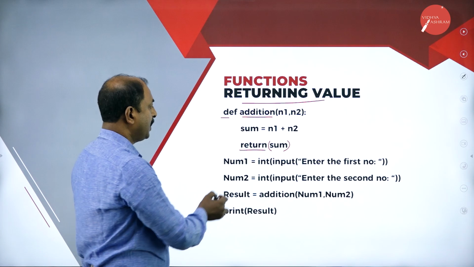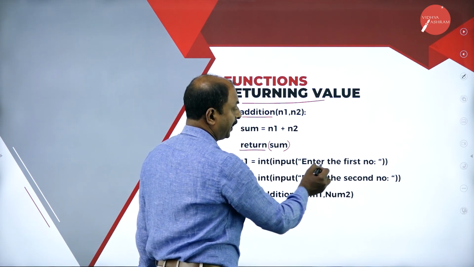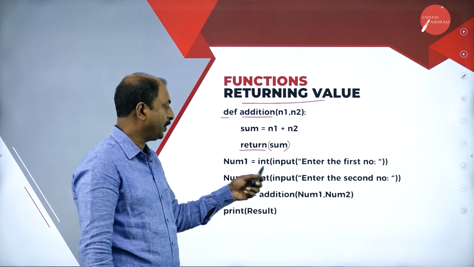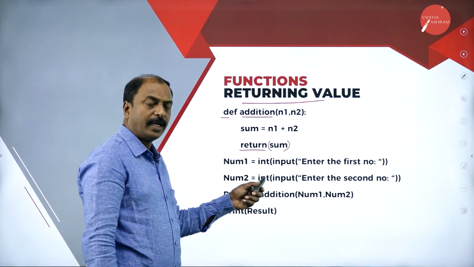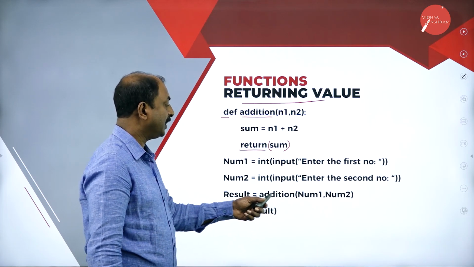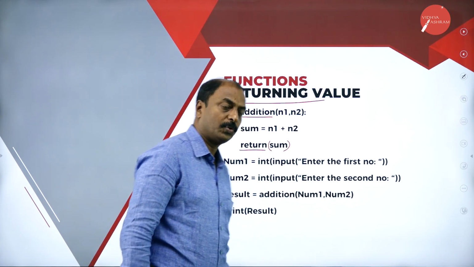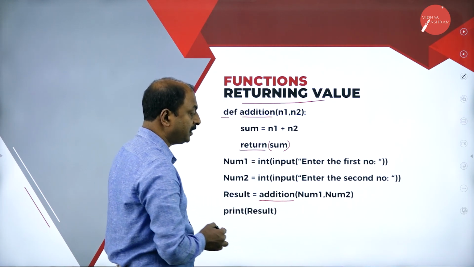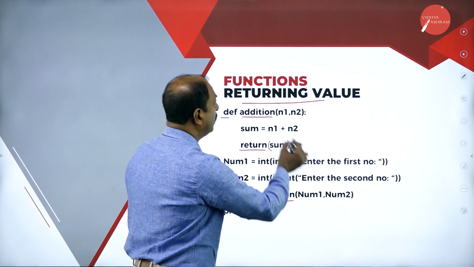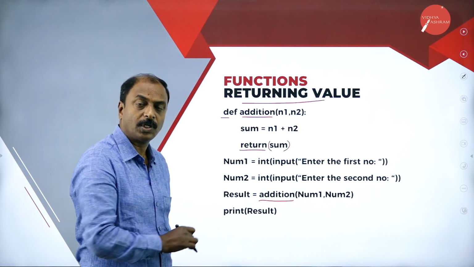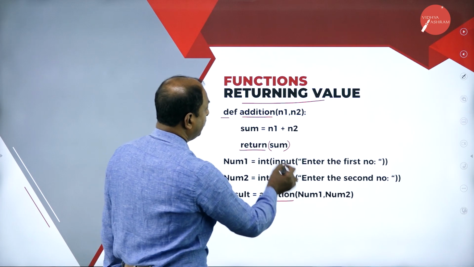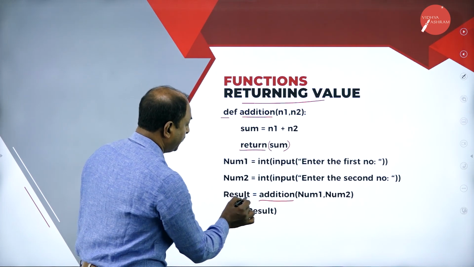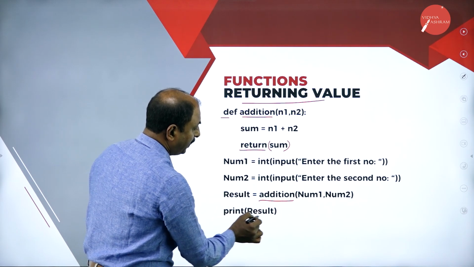Next statement would be num1 equals int input, enter the first number. This is the statement to accept the first value from the user. This is the second value. And the next step is result equals addition num1 comma num2. So here we are invoking the function. We are calling the function, and num1 comma num2 are called arguments. What you have seen in the definition in the previous slide, n1, n2 are parameters. So here, result equals this, and print result.